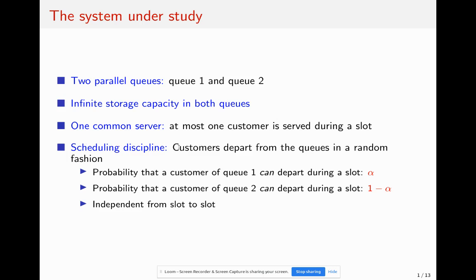The scheduling discipline: the customers depart from the queues in a random fashion. The probability that a customer of the first queue can depart during a slot is given by alpha. And then the probability that a customer of the second queue can depart during a slot is given by 1 minus alpha. And this random decision is independent from slot to slot.